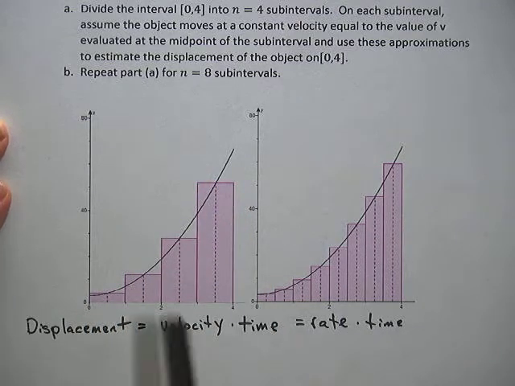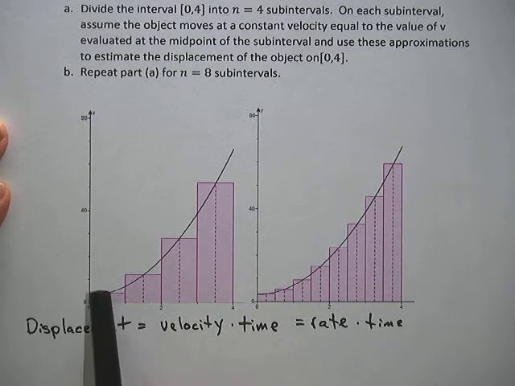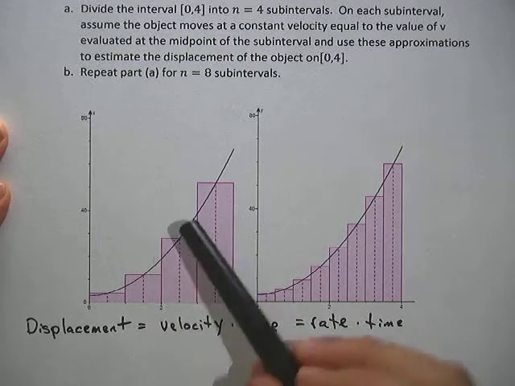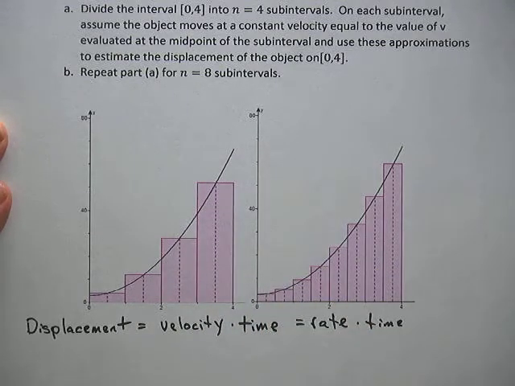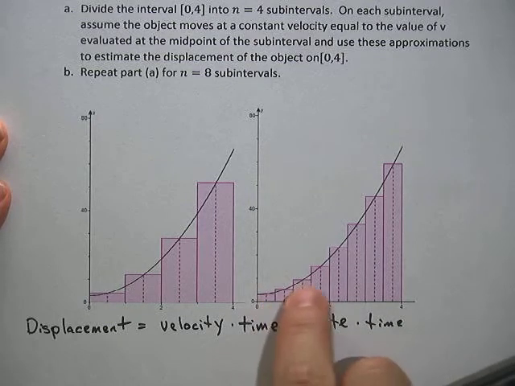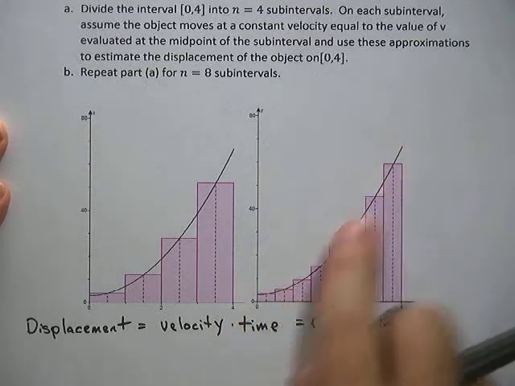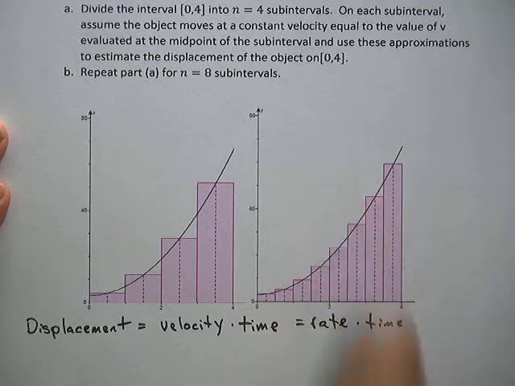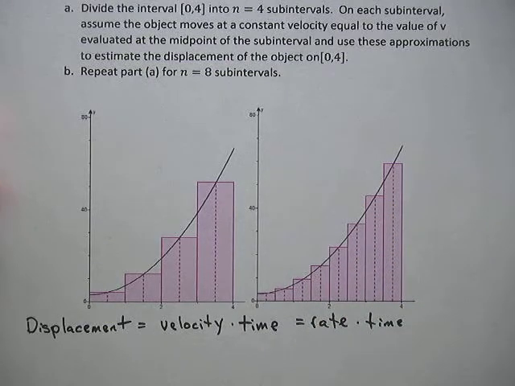Obviously, there's going to be some error here. You can see that the rectangles are going above and below, but given that they are both going above and below, it probably is going to be a decent representation of the displacement. And as we get more subintervals, you can see that it seems to be more closely following this line. There's less above and less below, and it still seems to be evening out what's above and below. Okay, so let's start estimating this.